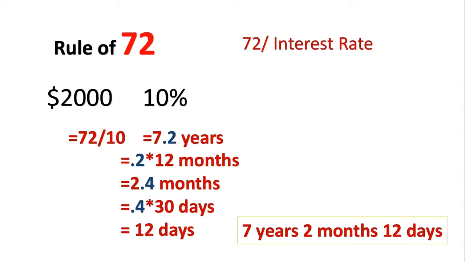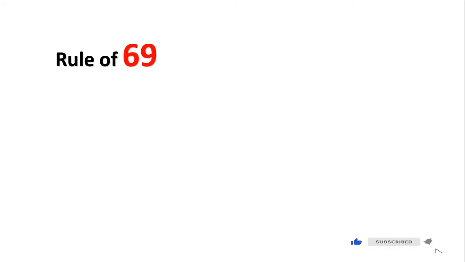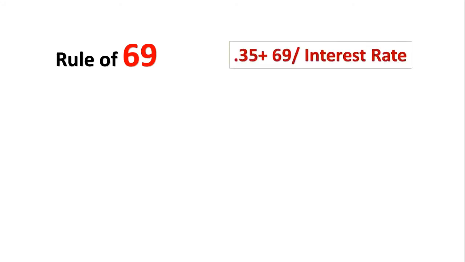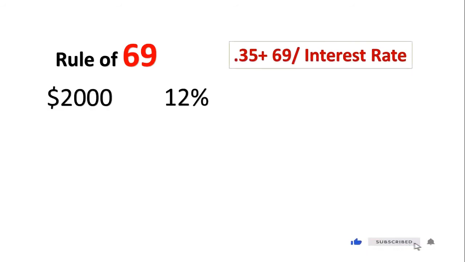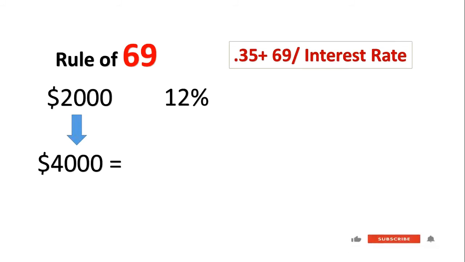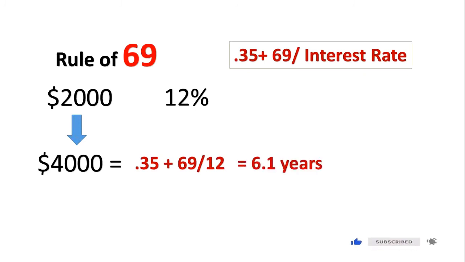Okay, so let's know the rule of 69. The rule of 69's formula is 0.35 plus 69 divided by the interest rate. Now with 2000 invested at a 12% interest rate, it will give you a more accurate result than the rule of 72 or the rule of thumb. If you need a more accurate answer, you can use the rule of 69. To convert 2000 into 4000, the formula is 0.35 plus 69 divided by 12%. If we do the calculation, we get 6.1 years. In 6.1 years, your 2000 invested amount is going to double.